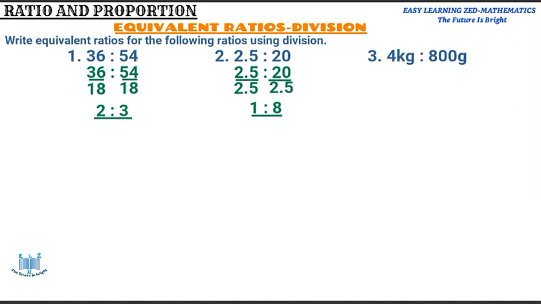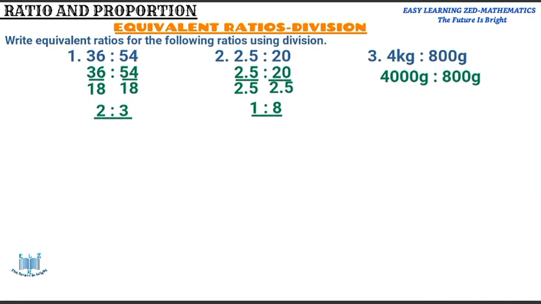Okay, let's go to example 3. Example 3, we have 4 kg to 800 grams. What we need to do here is first write these numbers in the same unit. So we are going to convert 4 kg into grams. 4 kg into grams will give us 4,000 grams, which is 4,000 grams to 800 grams. Now we have these numbers in the same unit.